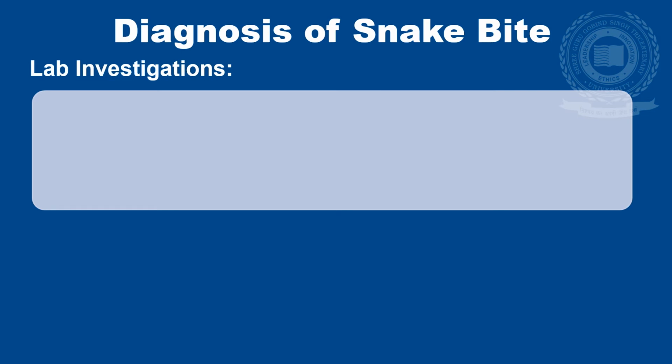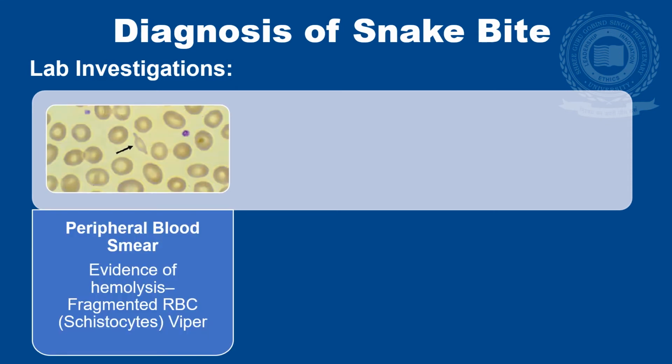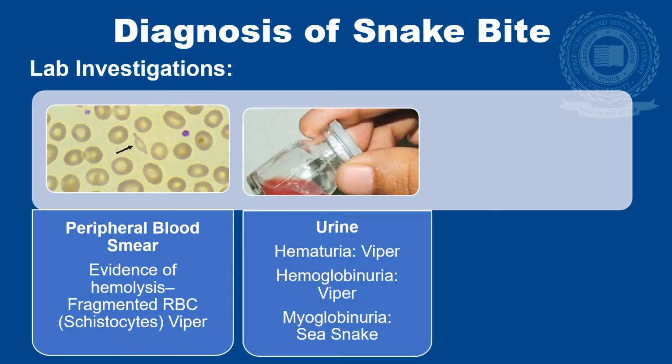Now the next step in management of snake bite is diagnosing snake bite on the basis of lab investigations. Lab investigation can be by examining the peripheral blood smear, where evidence of hemolysis is seen in the form of fragmented RBCs as schistocytes. See the arrow mark in the photograph; it suggests viper bite. Then we examine the urine. If there is hematuria, we suspect viper bite. If there is hemoglobinuria, we also suspect viper bite. But if we see myoglobinuria, we suspect sea snake bite.